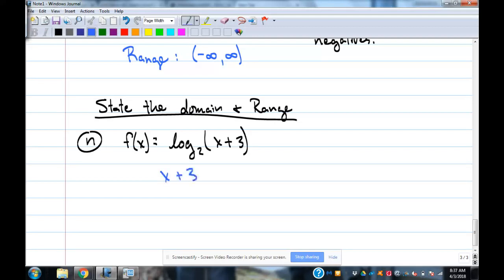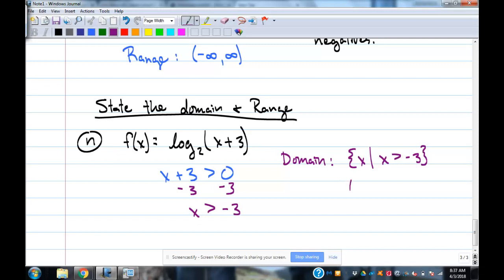We're going to take x plus 3 and set it greater than 0 and just solve it. Subtract 3. X is greater than negative 3. So our domain in set notation would be all x's such that x is greater than negative 3. In interval notation, it would be from negative 3 to infinity. The range is going to be from negative infinity to positive infinity. Nothing's changing on that. Okay.